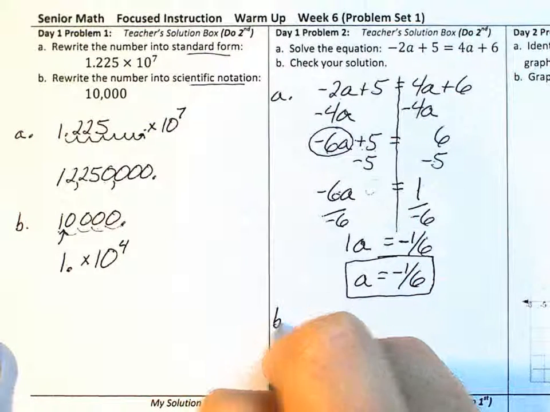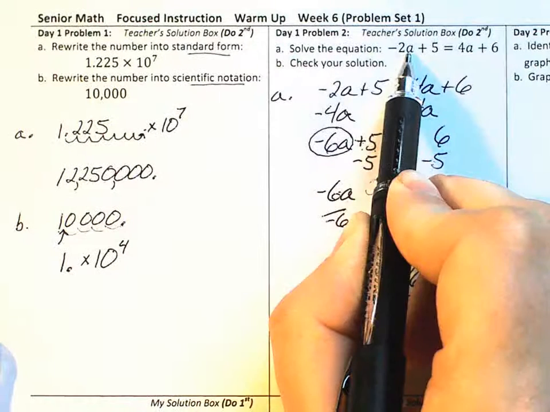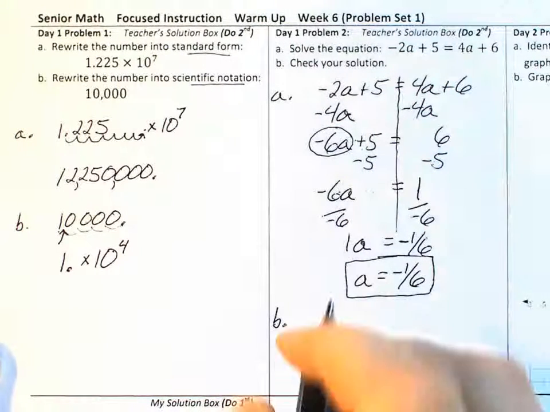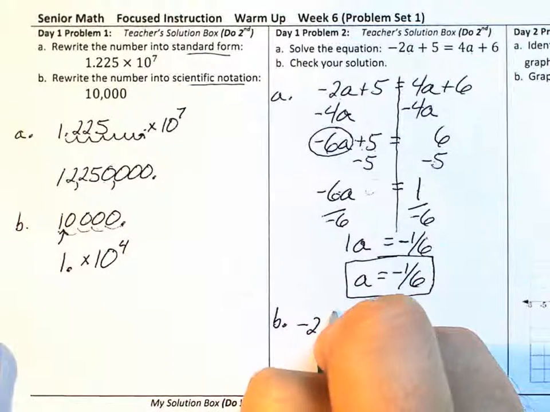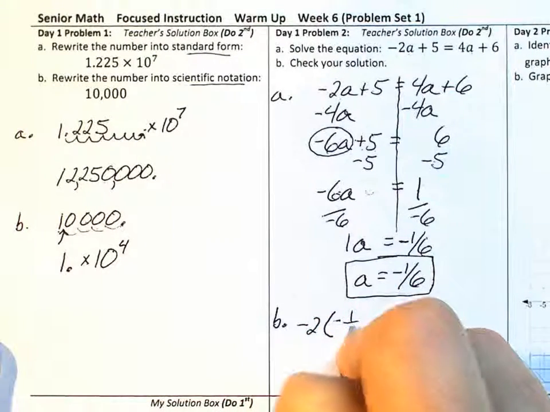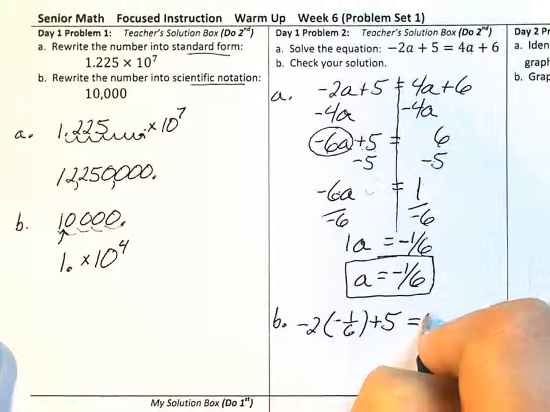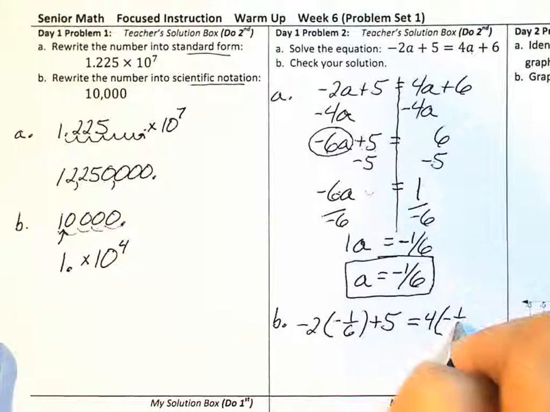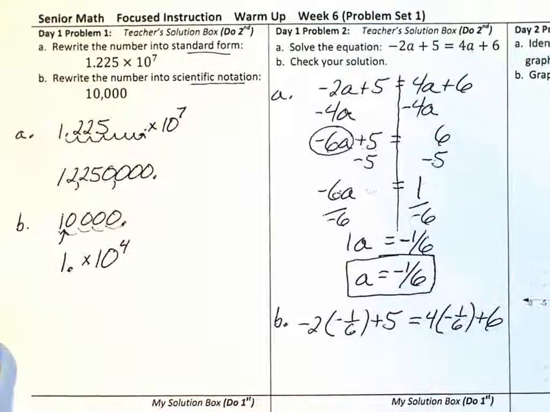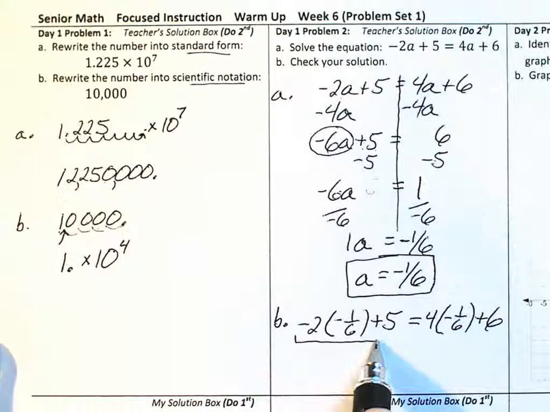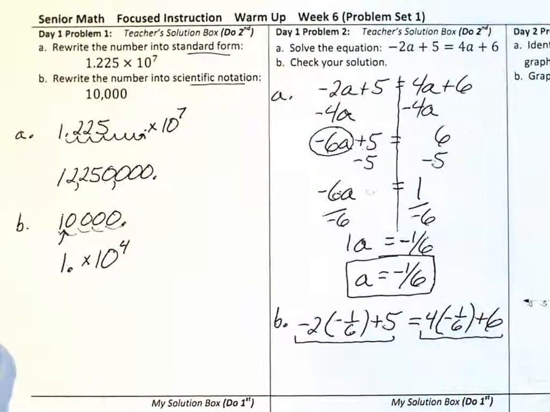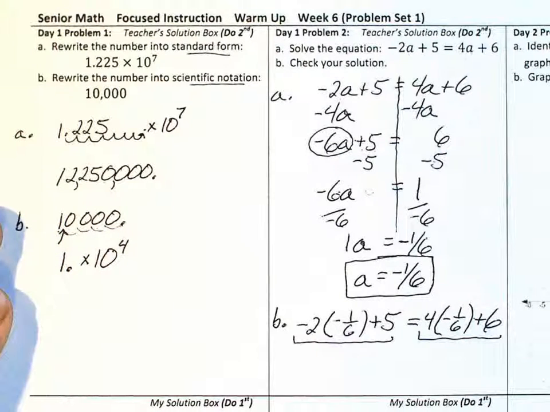Now, let's check and see if that is the right answer. Take the original problem and in place of this a and this a, let's fill in negative 1/6. So negative 2 parenthesis negative 1/6 plus 5. And is that equal to 4 parenthesis negative 1/6 plus 6? Let's see if this expression is equal to this expression. If they are equal, then we have the right answer.